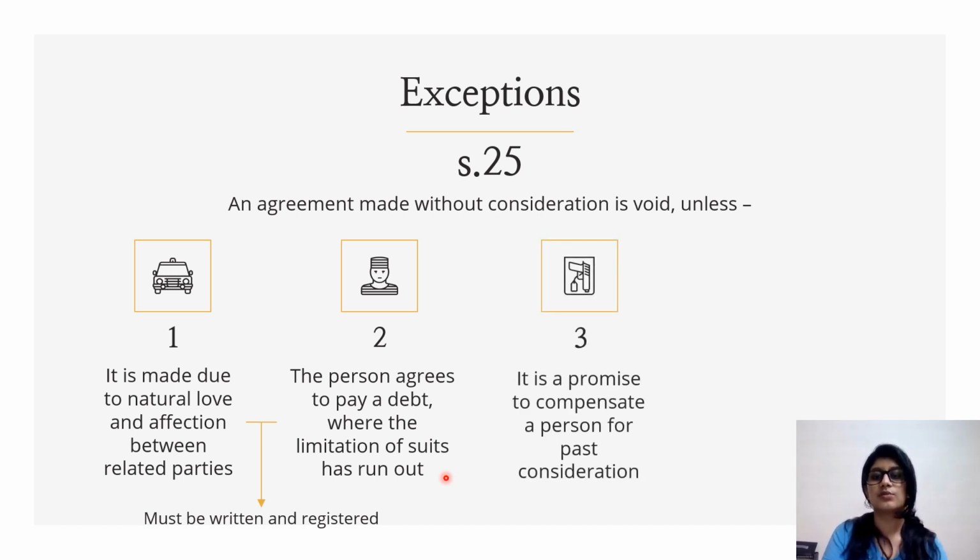Then third, we have if it is a promise to compensate a person for a past consideration. This is where we take into account past considerations. This is the legal provision under which past consideration is allowed under Indian law. So like I said, the wallet example, if I lose some sort of item, a wallet or any other item, and somebody brings it back to me, and I promise to them that because you brought it back to me, I will pay you this much money.